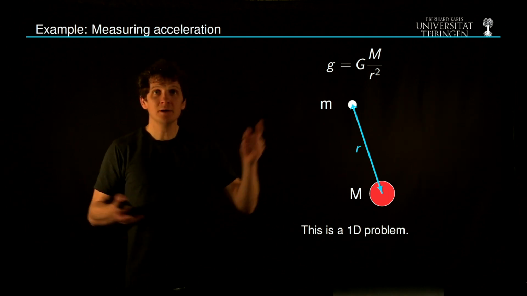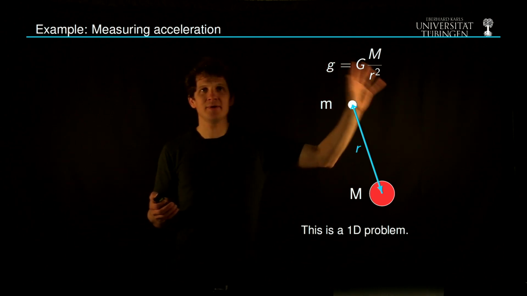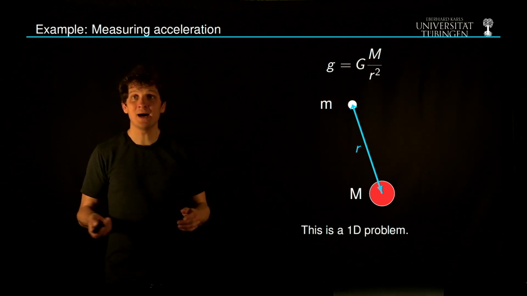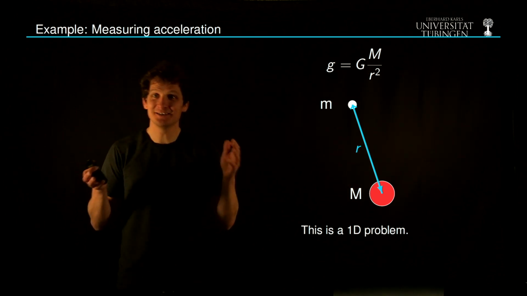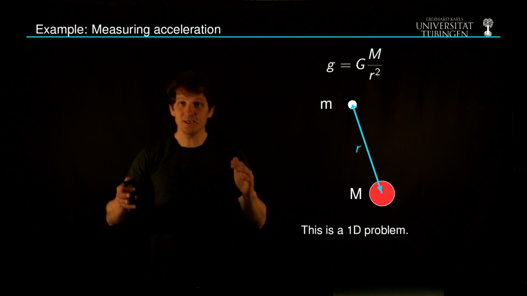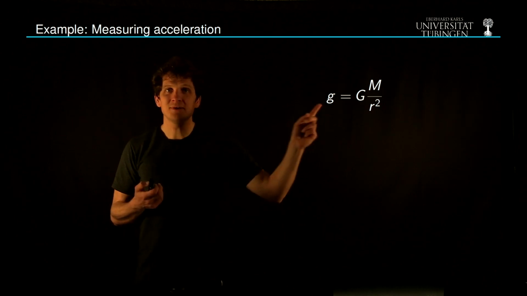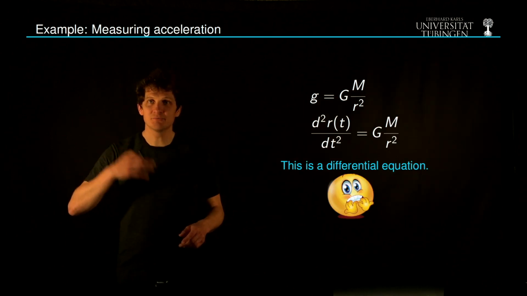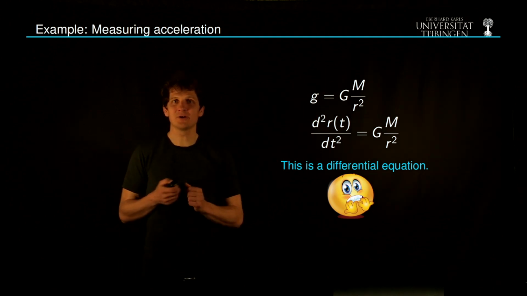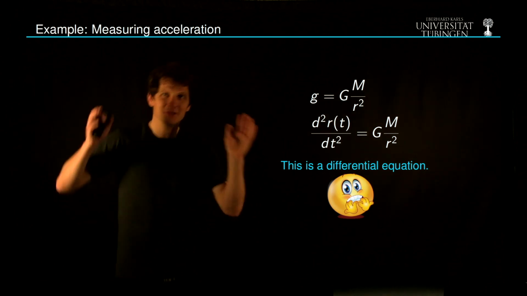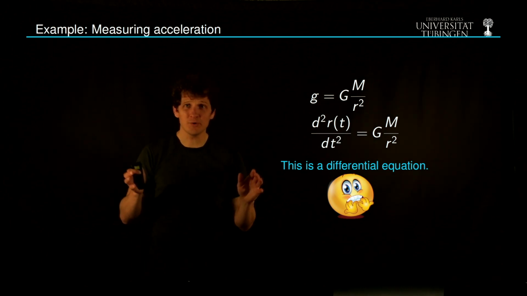Okay, so how can we now measure the acceleration g so that we can rearrange this equation for the unknown mass of the Earth? Well, acceleration is the temporal change of velocity. Velocity in turn is the temporal change of position. And therefore I can replace this g with the second derivative with respect to time of the position of our test mass located in our sensor. And this is a differential equation which is somewhat awkward to solve.